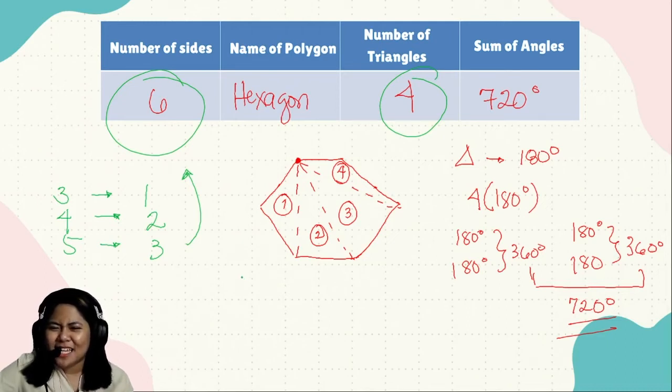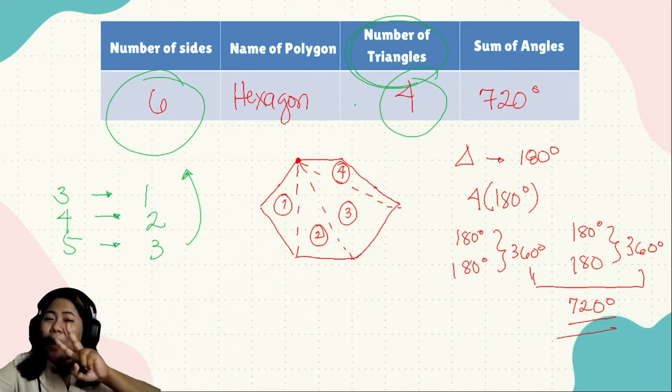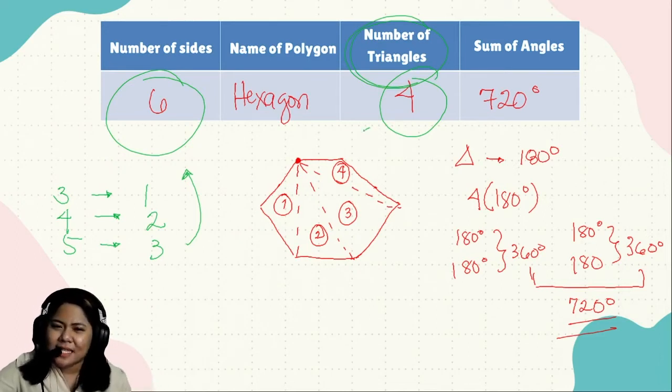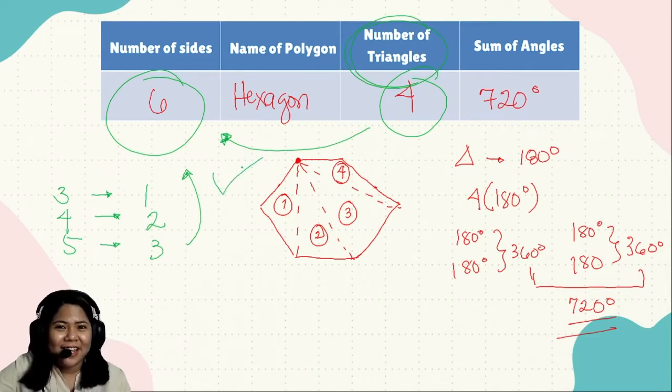Pero kung ang iniisip niyo ay ang number of triangles ay laging mas mababa ng 2 kesa sa number of sides mo, you got it correctly. Ang number of triangles ay laging 2 less than the number of sides.